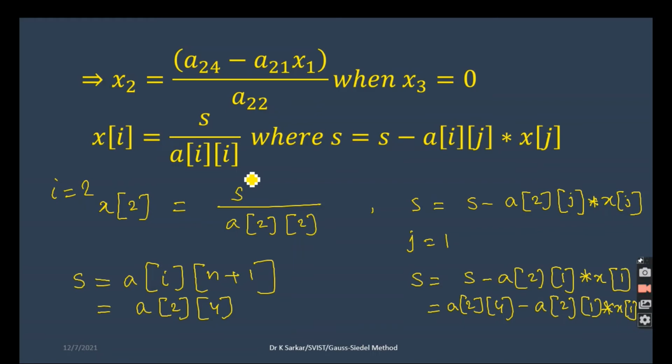Have you understood? Next. Well, it does not go to the next slide. What is the problem?